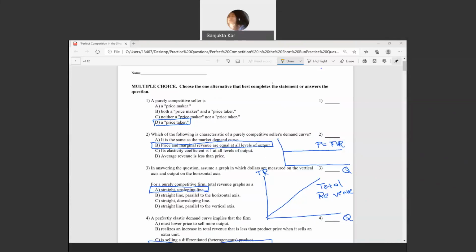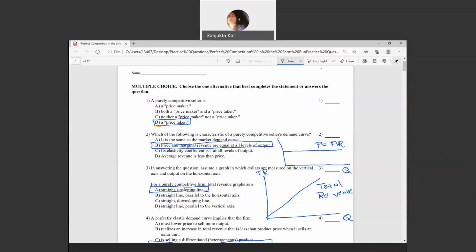Hey class, let's look at the questions on perfectly competitive market structure in the short run. So the first question, it says a purely competitive seller. This will be a price taker. Monopoly is a price maker. Perfectly competitive seller is a price taker.